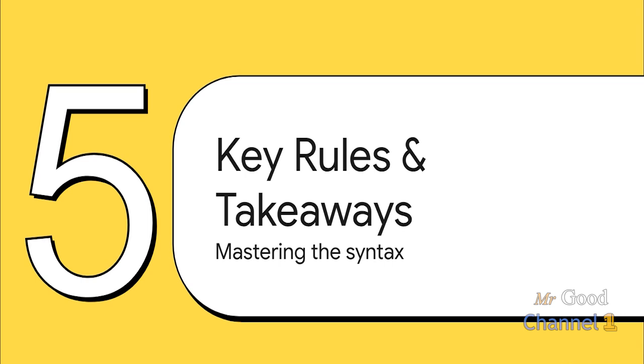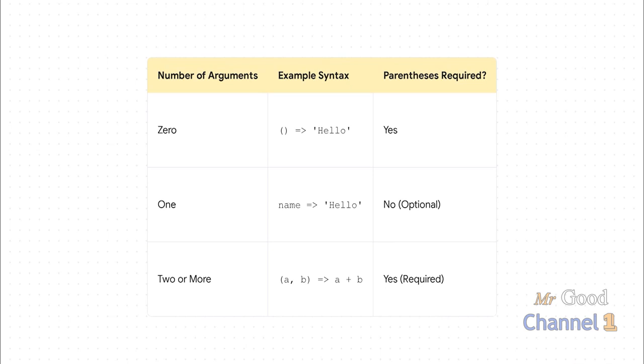Okay, let's wrap this up by nailing down a few key rules to make sure you've got this syntax mastered. So when do you need those parentheses around the arguments? It's actually pretty simple. If you have 0 arguments, you need empty parentheses. If you have 2 or more arguments, you need parentheses. The only special case is when you have exactly 1 argument, then the parentheses are totally optional.